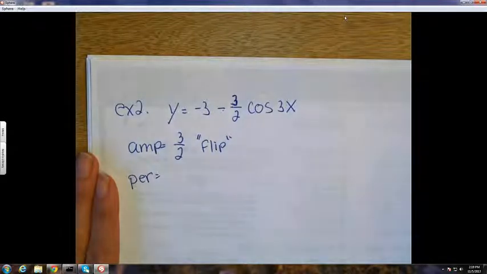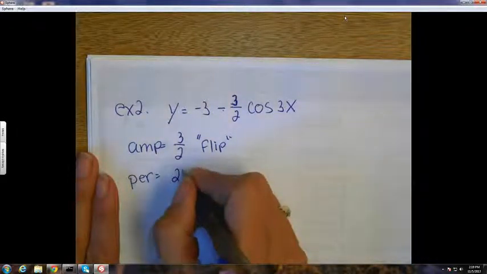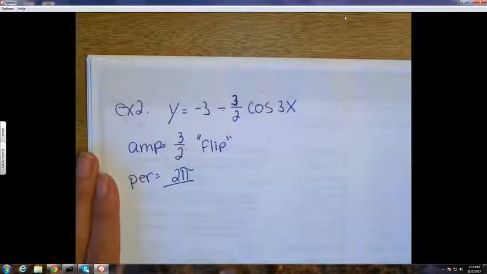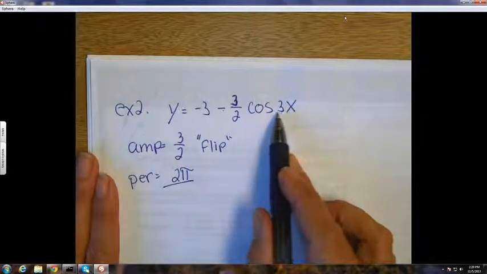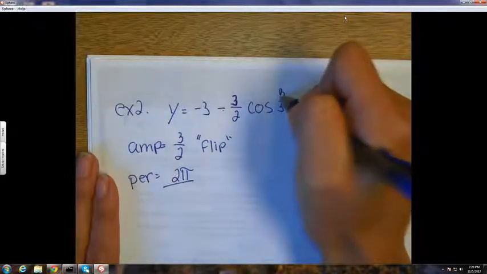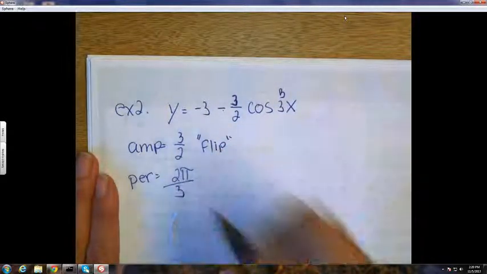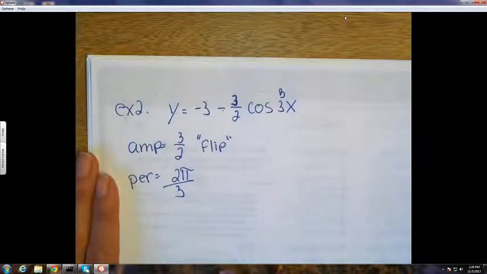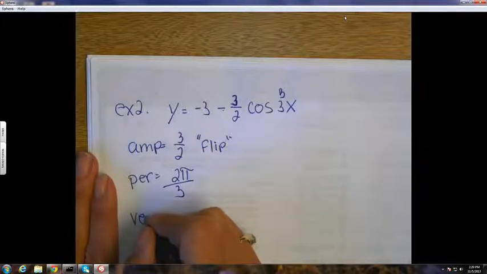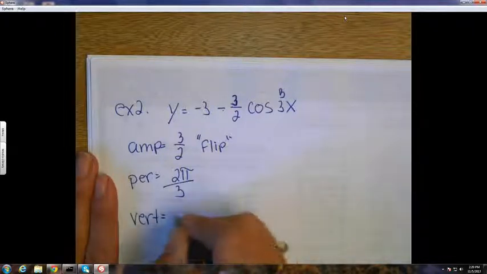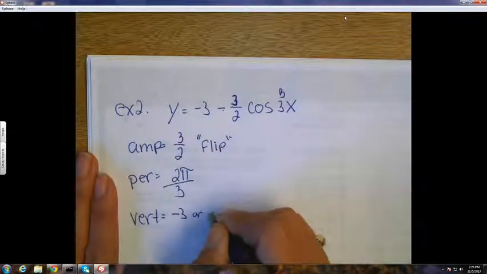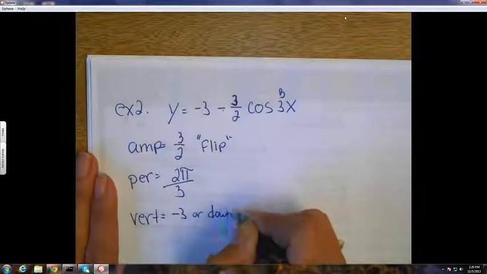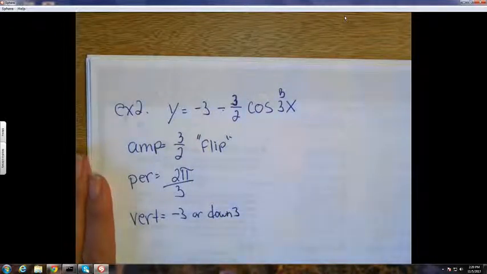Period is 2 pi divided by which 3? The 3x. The multiplier on the x is the b. This is the b. That's what goes under here. And that doesn't reduce down at all, so 2 pi over 3 is the period length. Vertical shift. Negative 3, or you can say down 3. Okay, we're ready.